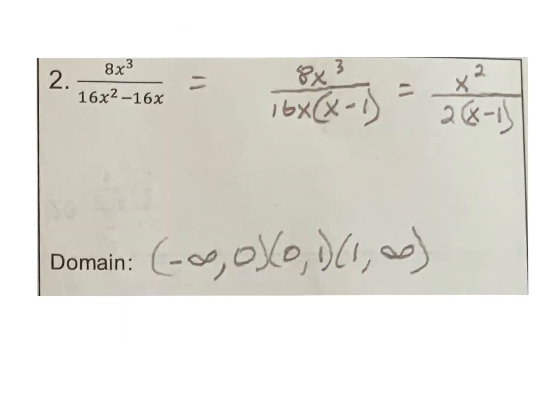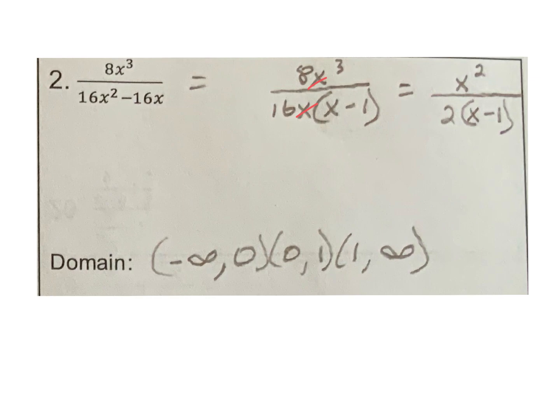Number 2. Here we have 8x cubed divided by 16x squared minus 16x, and it is simplified. In the denominator, we factor out the 16x, and we're left with x minus 1. And finally, our answer, x squared divided by 2x minus 1. What we factored out, the common factor, is an x here and an x here. So that's why this 3 became a 2.